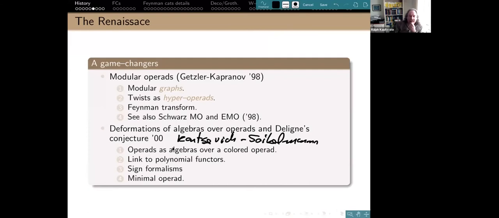So it has the fact that operads are algebras over a colored operad. It has a link to polynomial functors. It has a very nice sign formalism, and it introduces this minimal operad. So this extends the level of trees we have.